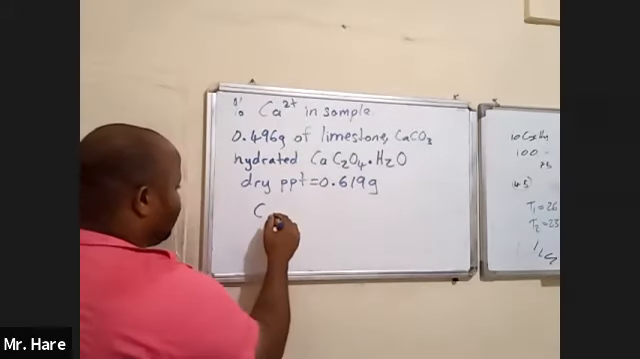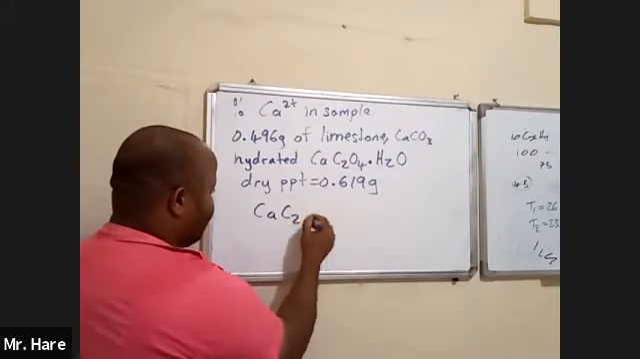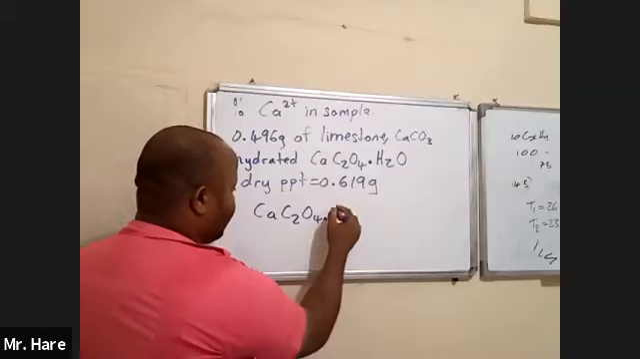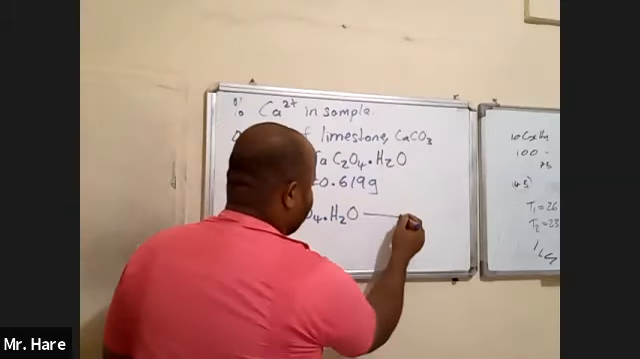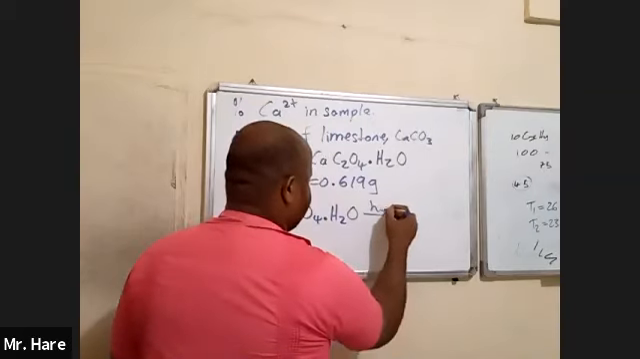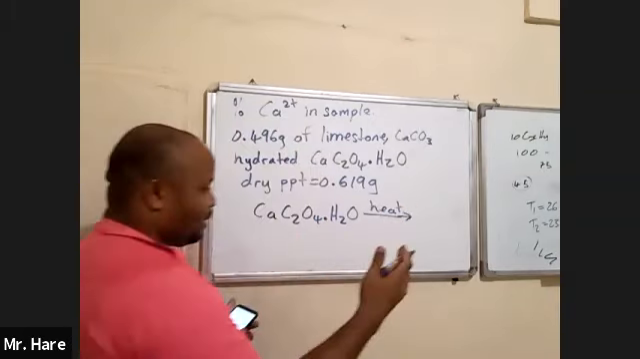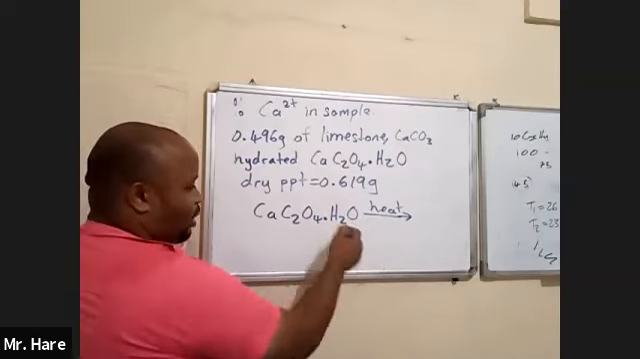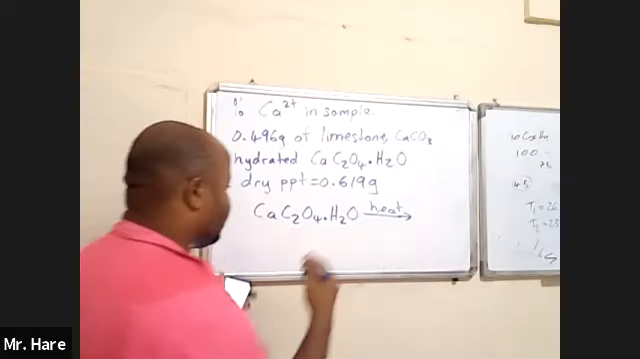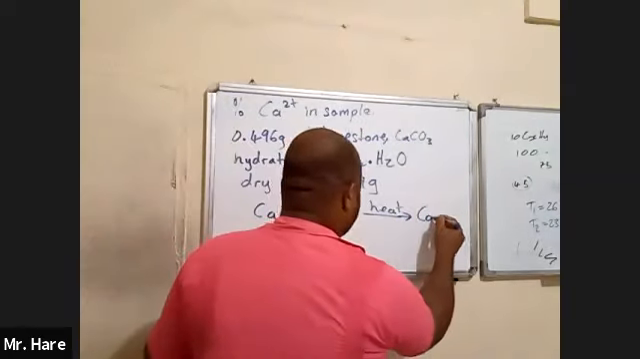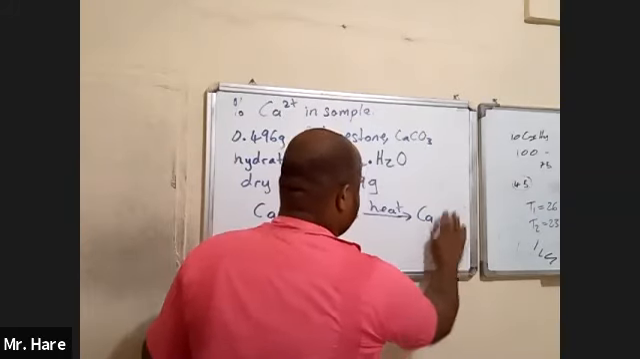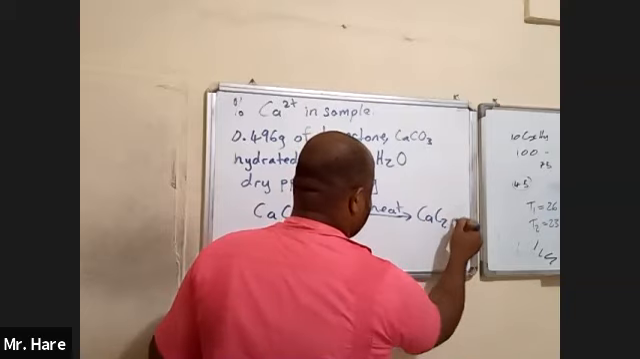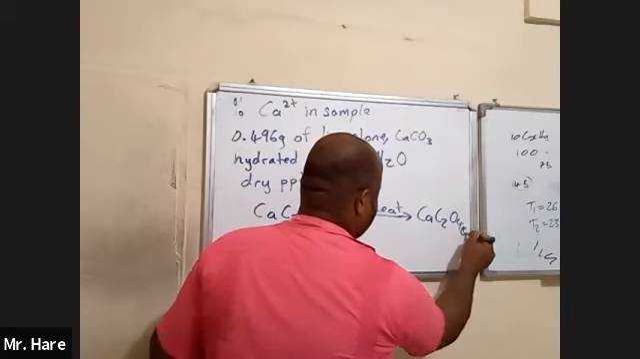So we have calcium oxalate. At the end, we have hydrated calcium oxalate. That means we would have to apply heat, and when we apply heat, the water would be removed, and so we end up with calcium oxalate. All right.